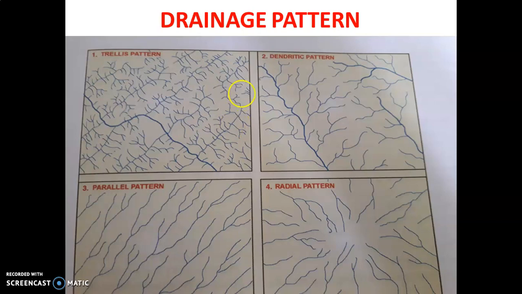Drainage pattern, in this we will learn about how a river with its tributaries forms different patterns. Tributaries means small rivers join the main river, that is called drainage pattern.